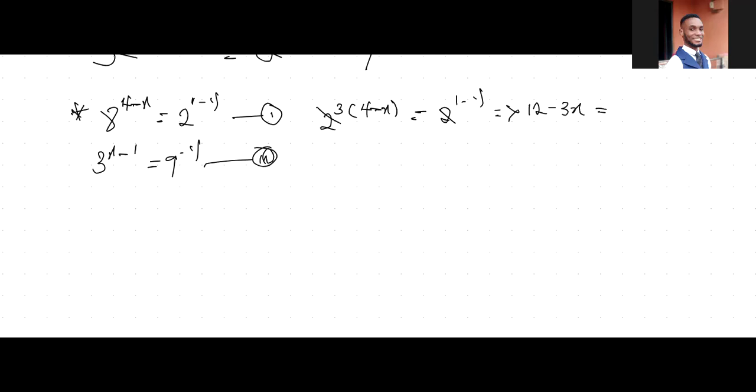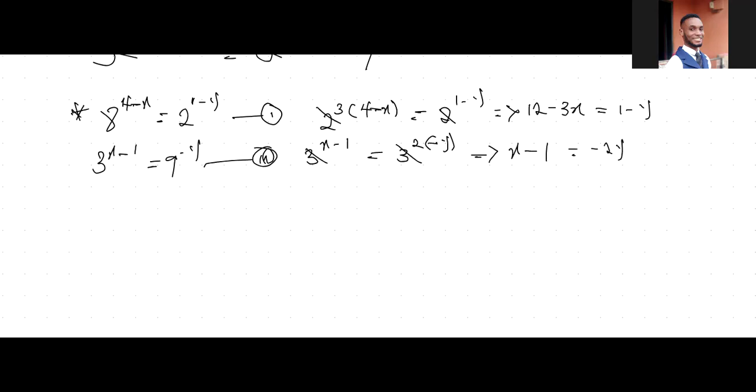Then for this one, it's going to be 3 raised to the power of x minus 1 equals 9, which can be 3 raised to the power of 2, into minus y. Then to break it down, we remove the base. We're going to have x minus 1 equals minus 2y. All right, let's rearrange and it becomes simultaneous.